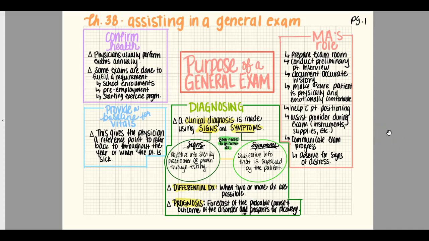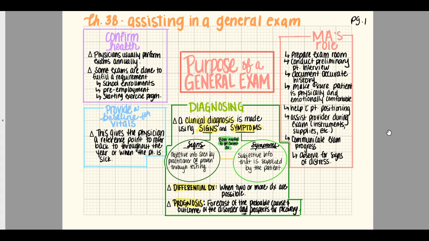Hey everyone, so this is the Chapter 38 Assisting in a General Exam lecture. Again, we're going to work through our lecture map, and this one is several pages long like the last couple have been. I'm trying to make them a little bit bigger so they're easier to see, so hopefully these are easier to read when you download the PDF from Canvas.